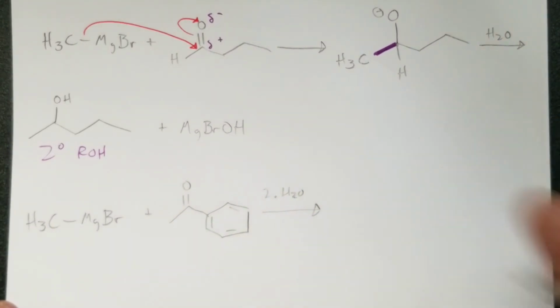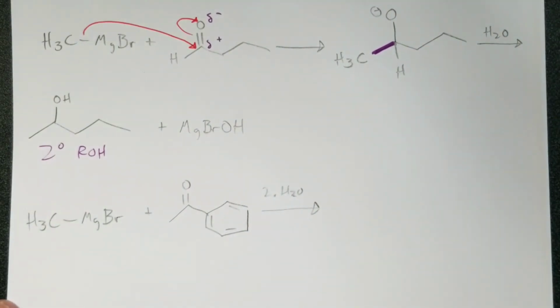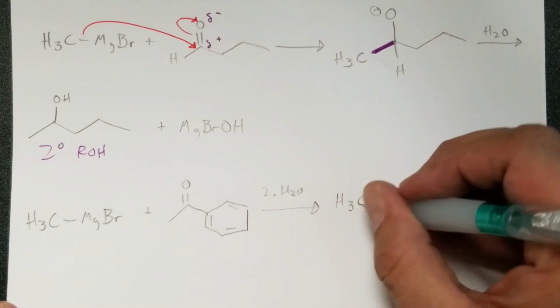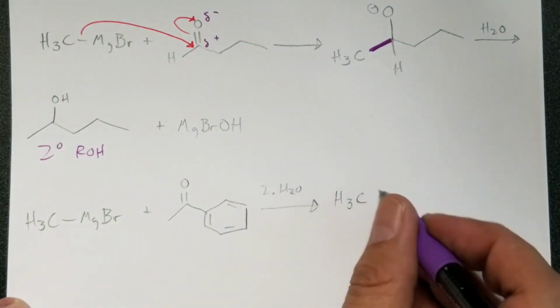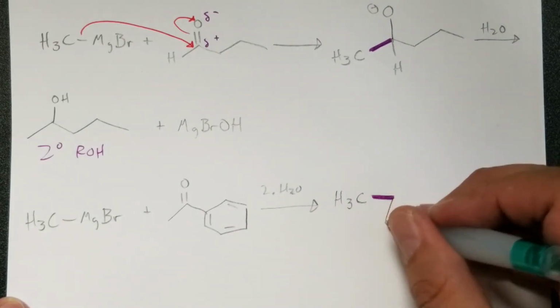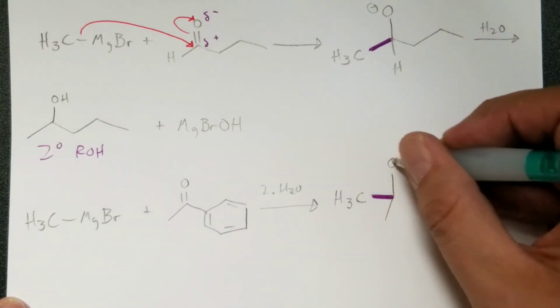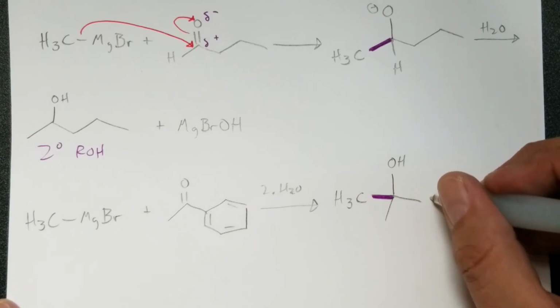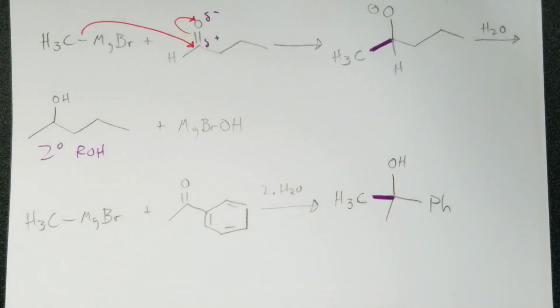New methyl group. So let's go ahead and highlight the new methyl group, just to be clear about what's happening here. So that's our new methyl group attached. We have the one that was already on there. We now have an OH and then our benzene ring, Ph, like so.